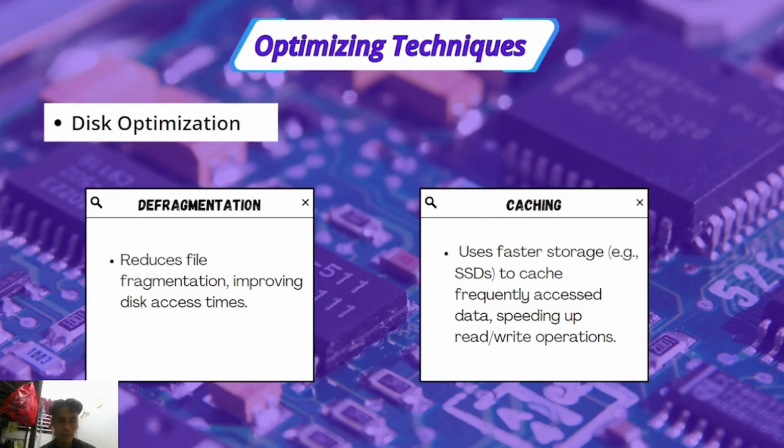The third one is disk optimization. In this optimization, we have defragmentation and caching. Defragmentation reduces file fragmentation and also improves disk access time. For the caching method, the operating system uses faster storage, for example SSD, to cache frequently accessed data, speeding up read and write operations.